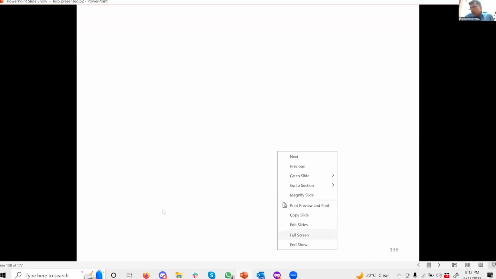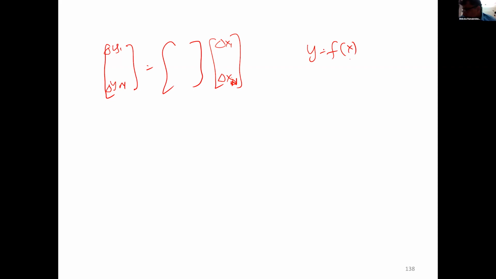Okay. So here's what I had. Delta y1 through delta ym equals some matrix times delta x1 through delta xn. X d is how I wrote it, well, let me call this n for now. This is what we had for y equals f of x, where both of these are vectors. This was the derivative, correct?